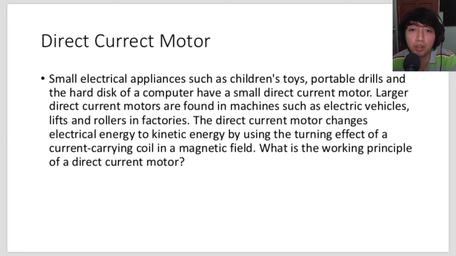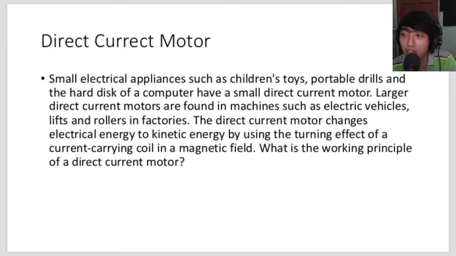All right, let me go back. Okay, so direct current, that's a type of current motor. Small electrical appliances such as children's toys, portable drills, and the hard disk of a computer have a small direct current motor, okay? Larger direct current motors are found in machines such as electric vehicles.